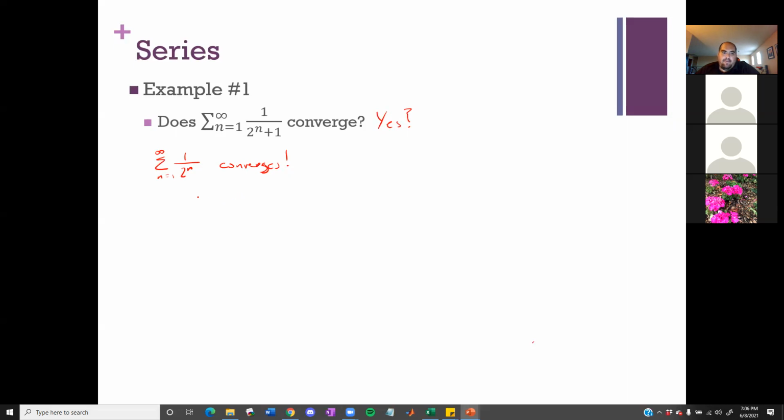It's a geometric series. The ratio. Geometric series, that's almost enough. With the common ratio less than 1. With common ratio equal to 1/2, which is less than 1. So yes, I know the series associated with 1 over 2 to the n converges, because that's a geometric series. But here's the bad news: 1 over 2 to the n plus 1 is not geometric.